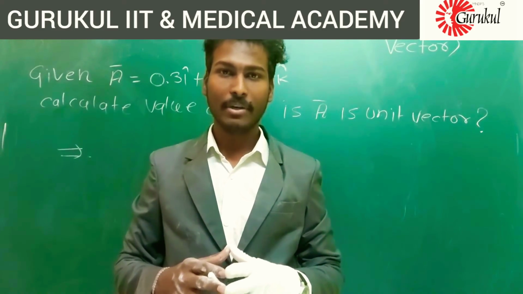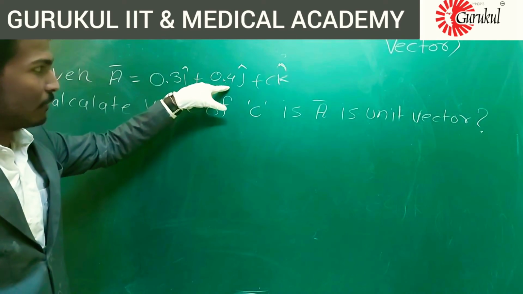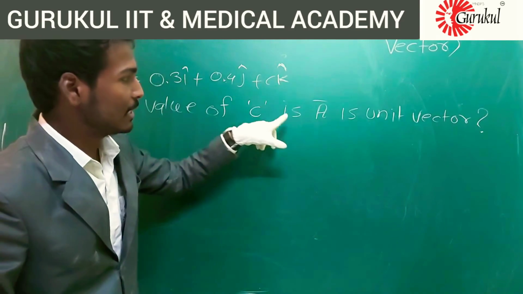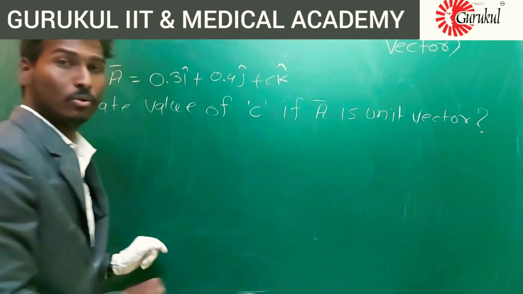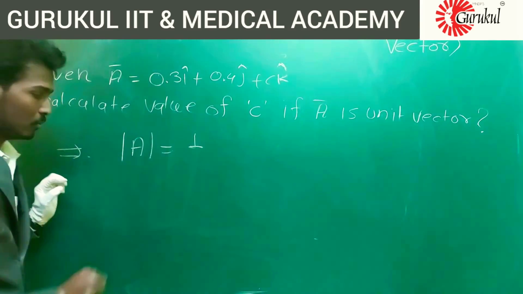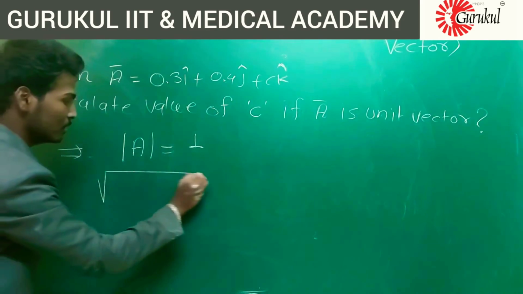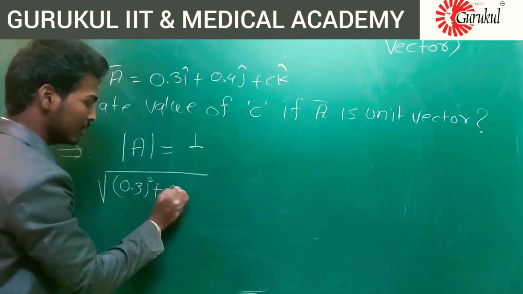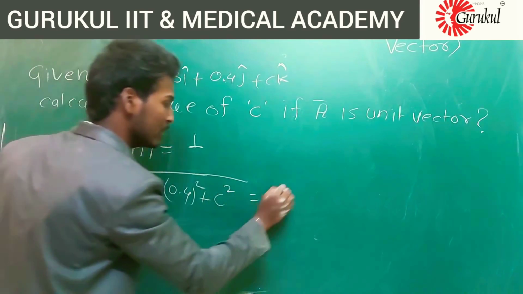In the last part I gave you one question: if a bar is 0.3 i cap plus 0.4 j cap plus c k cap, calculate the value of c, if a bar is a unit vector. So if a bar is a unit vector, then its magnitude should be equal to 1. Am I right? Okay. So how to find the magnitude of a three-dimensional vector? We know that square root of 0.3 square, x coordinate, plus 0.4 square, y coordinate, plus c square, z coordinate, should be equal to 1.